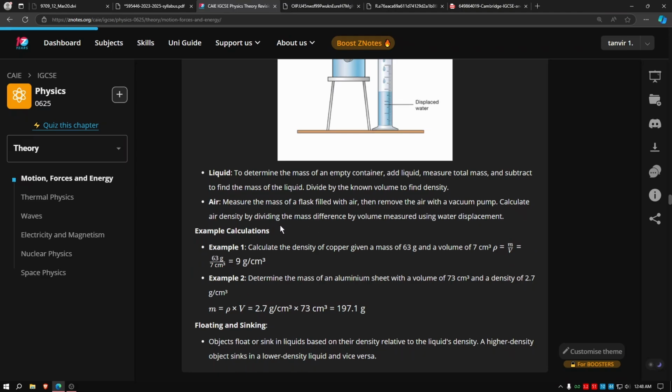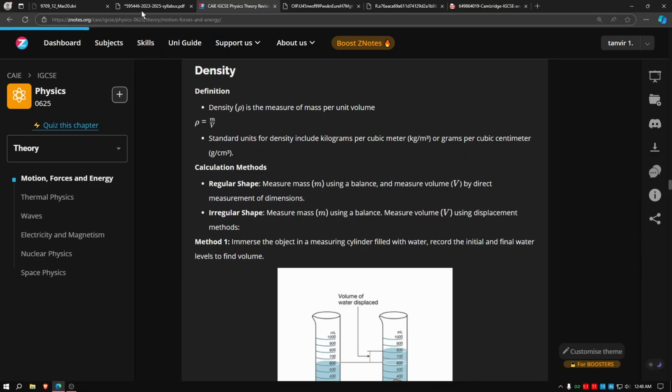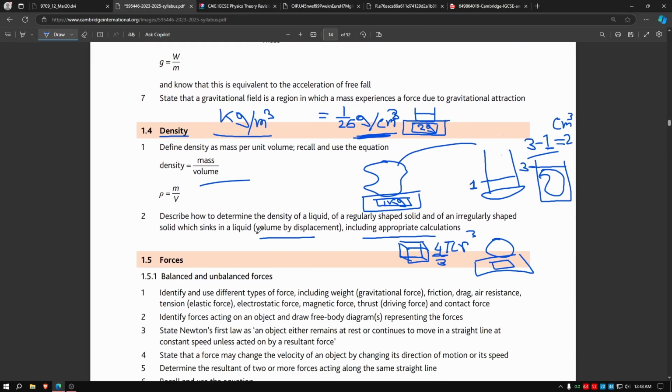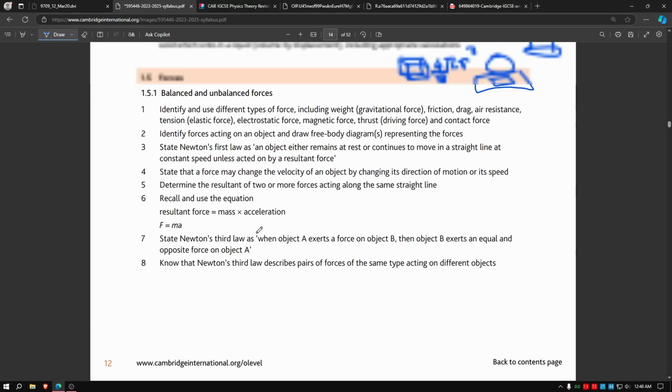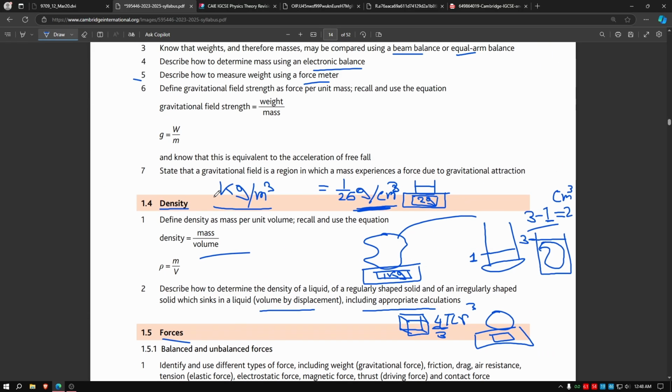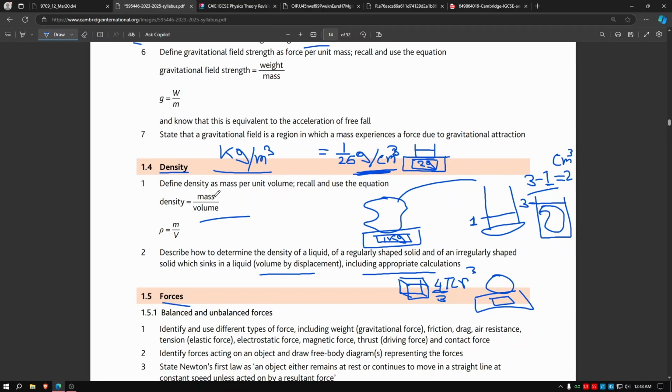Okay, I think that is all for chapter 1.3 and 1.4. Next will be the actual chapter on forces, and we will cover this in a later video.